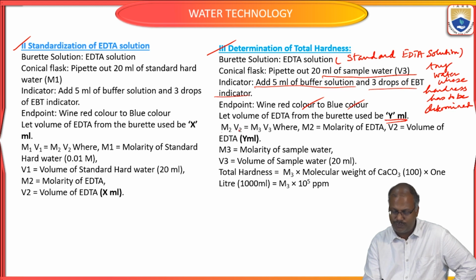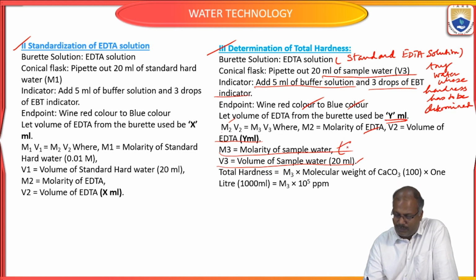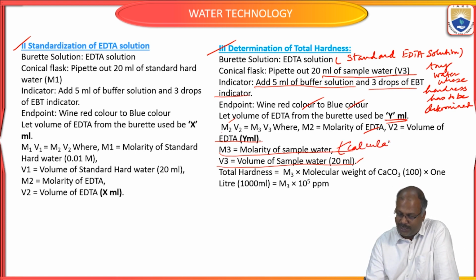And now here M2V2 is equal to M3V3. M2 is already determined, the molarity of EDTA. V2 is the volume of EDTA, which from this titration we will come to know. M3 is the molarity of sample water which we need to determine. V3 is the volume of sample water taken, we know that, 20 mL. So from this the molarity, the strength of sample water, is calculated.